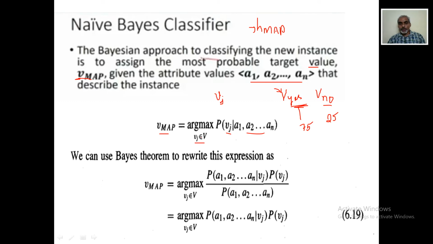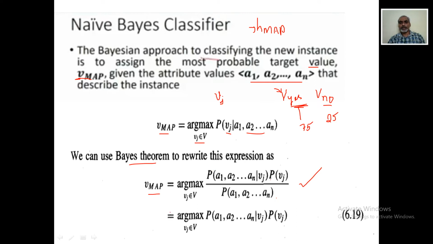Now we are going to rewrite this equation by using Bayes theorem. V MAP is equal to argmax over Vj belonging to V of the probability of Vj given A1, A2, up to AN, which we can write as the probability of A1, A2, up to AN given Vj, multiplied by the probability of Vj, divided by the probability of A1, A2, up to AN. So we have rewritten this equation by applying Bayes theorem.